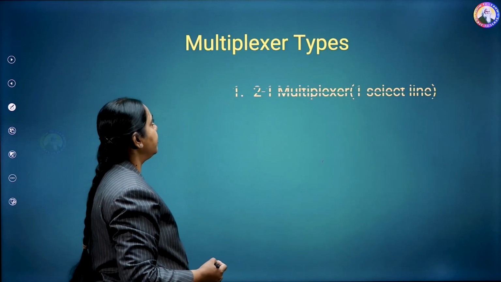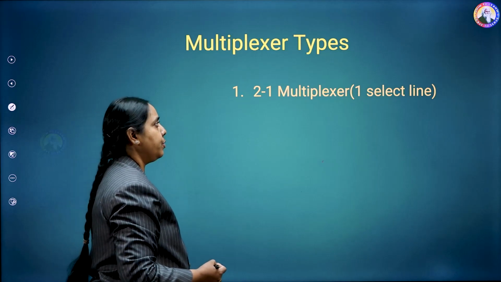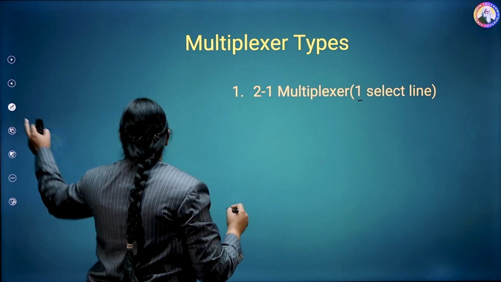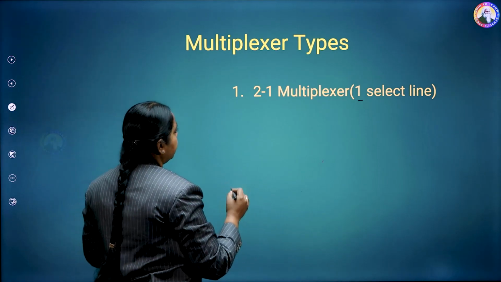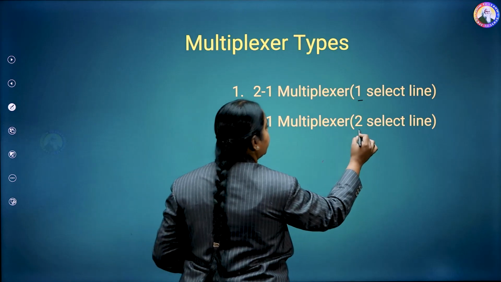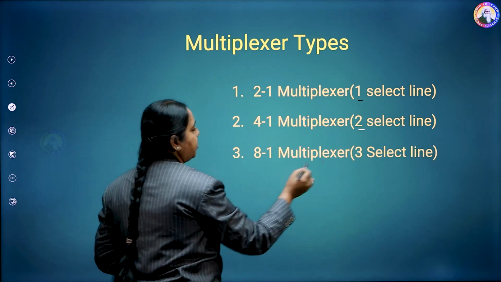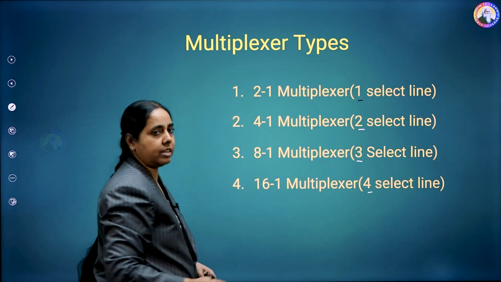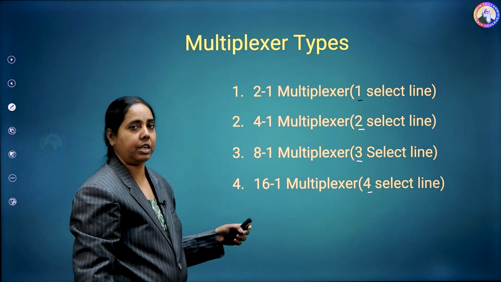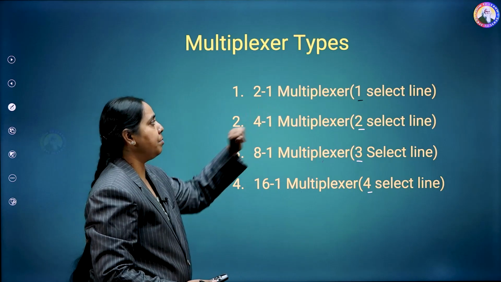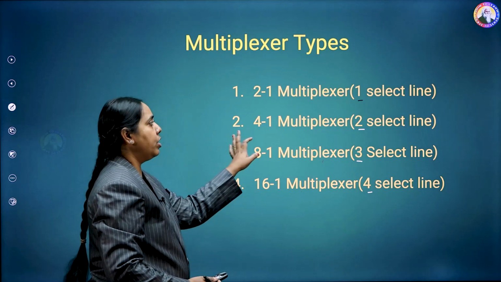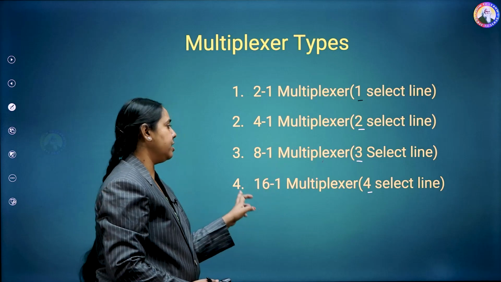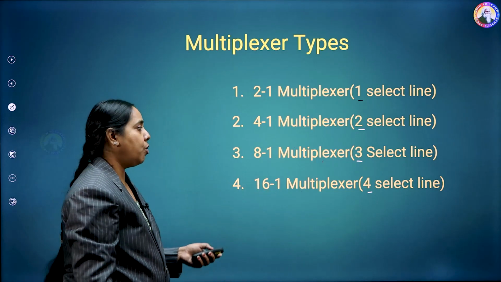So here we will have different types of multiplexers. A 2:1 multiplexer contains one select line. Next, a 4:1 multiplexer with 2 select lines, an 8:1 multiplexer with 3 select lines, and a 16:1 multiplexer with 4 select lines. So these are the 4 different types of multiplexers: 2:1 with 1 selection line, 4:1 with 2 selection lines, 8:1 with 3 selection lines, and 16:1 with 4 selection lines.